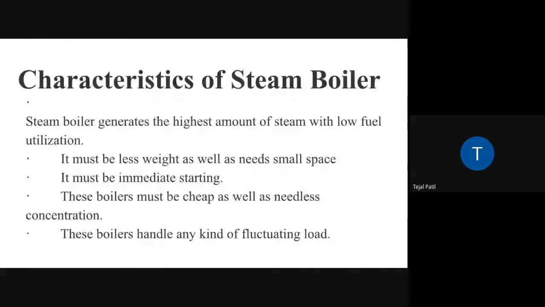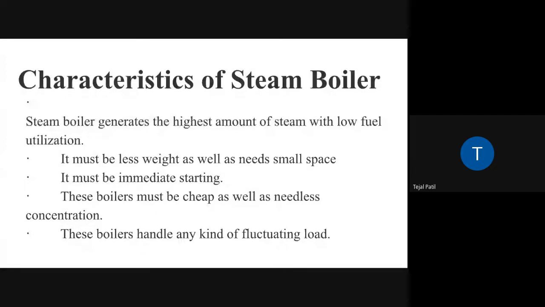Then the next one is the characteristic of the boiler. A steam boiler generates a high amount of steam with low fuel utilization. This is very important. Whichever boiler you have designed, it should produce the steam with a low fuel utilization.